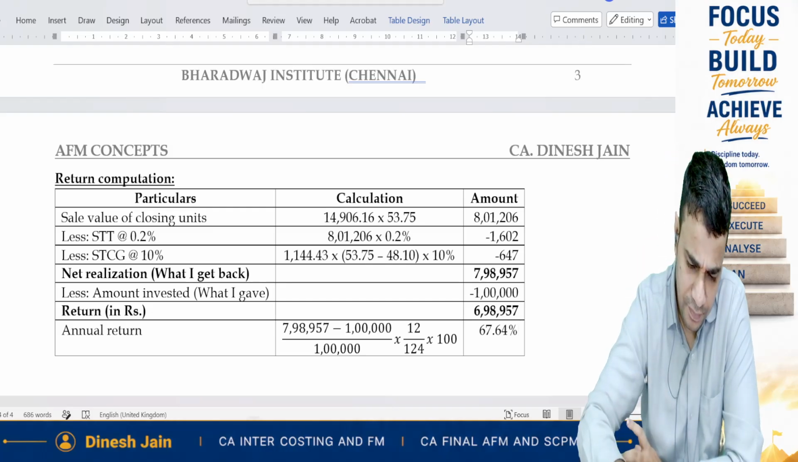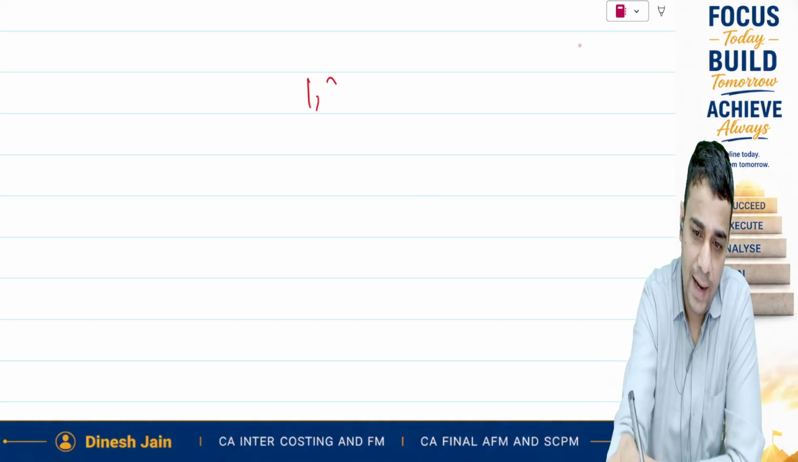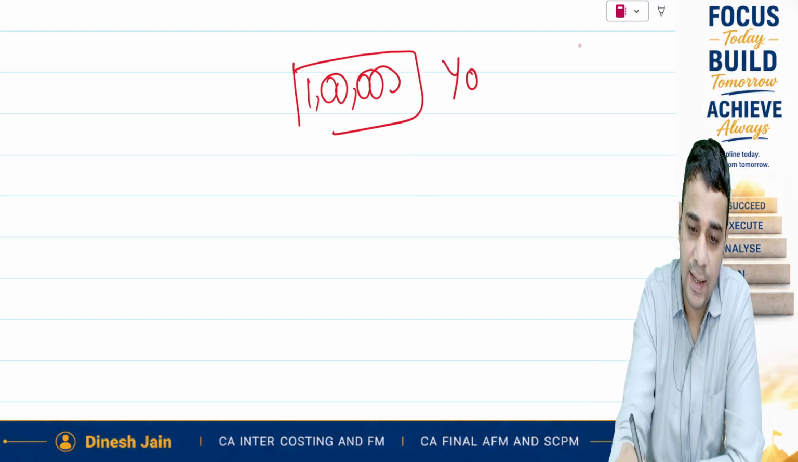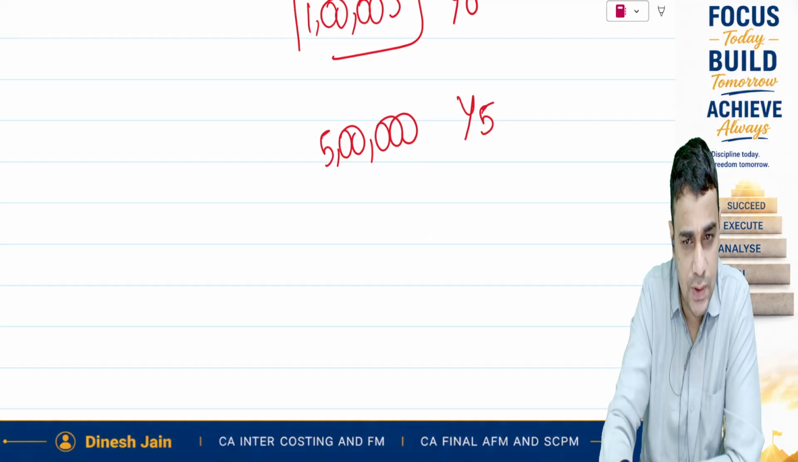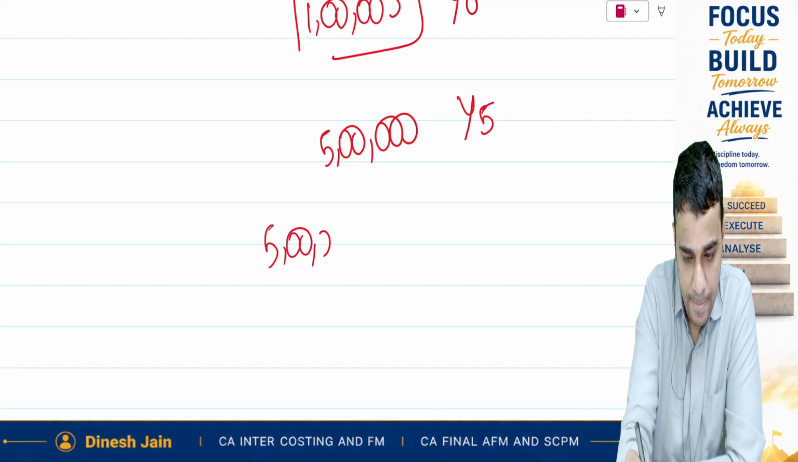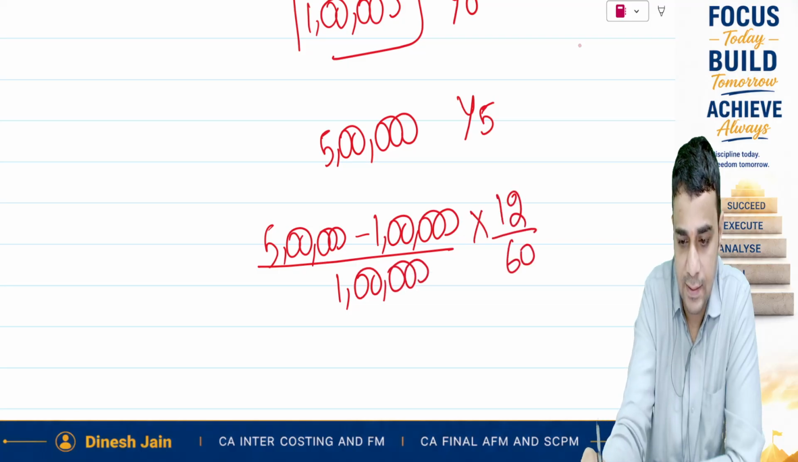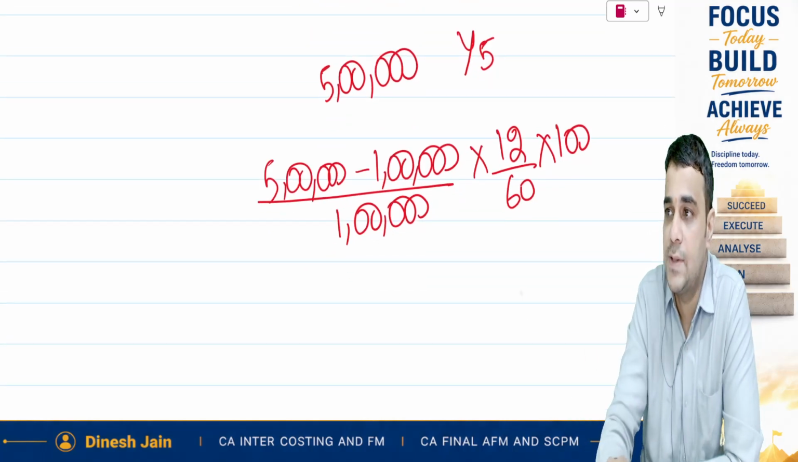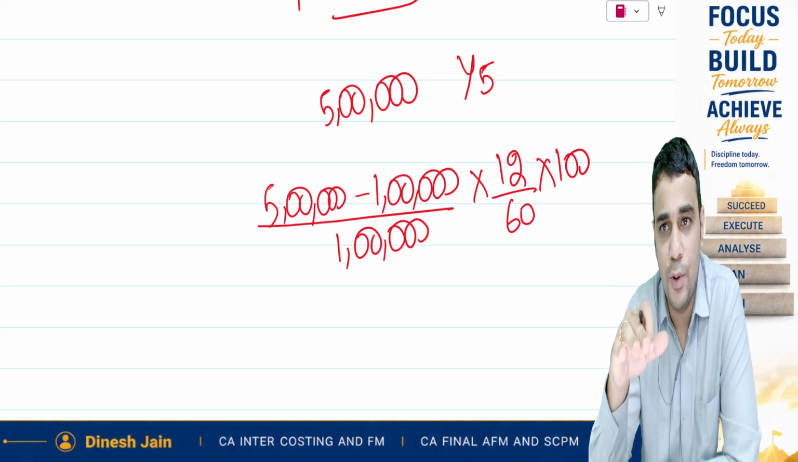Okay. Now, let's take an example. I invest 1 lakh today and I get back 5 lakh in year 5. Our approach says 5 lakh minus 1 lakh divided by 1 lakh into 12 by 60 into 100. This is what we do.